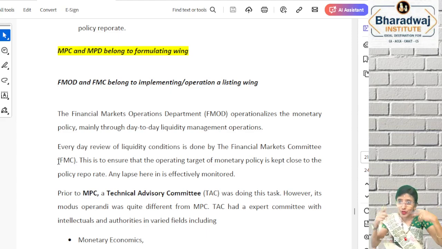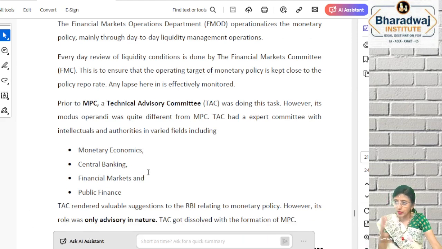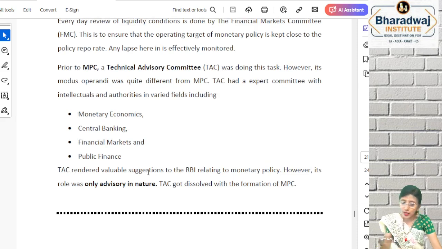You remember I told you the reverse: there the committee is assisted by the department. Here the department will be assisted by the committee, because this committee helps in day-to-day collection of data, review of liquidity, etc. Okay. Now prior to MPC, was there any committee? Yes, it was called TAC, the Technical Advisory Committee. They also had people with rich knowledge, etc. But once MPC was formed, TAC got dissolved.